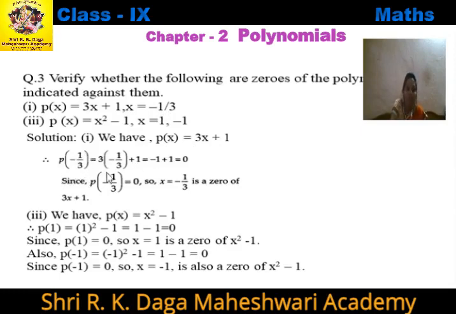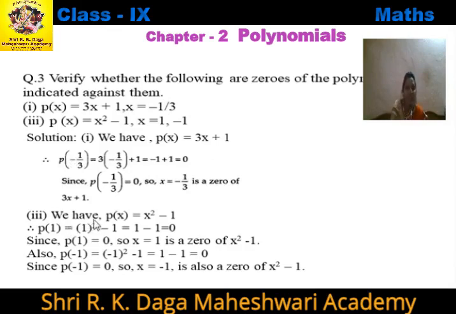So p of minus 1 by 3 equal to 3 into minus 1 by 3. At the place of x we have written minus 1 by 3 plus 1. Now this 3 will be cancelled, so minus 1 plus 1 equal to 0. Now when we put the value minus 1 by 3 at the place of x, we get the value of this polynomial as 0. Hence this value is the 0 of this polynomial.